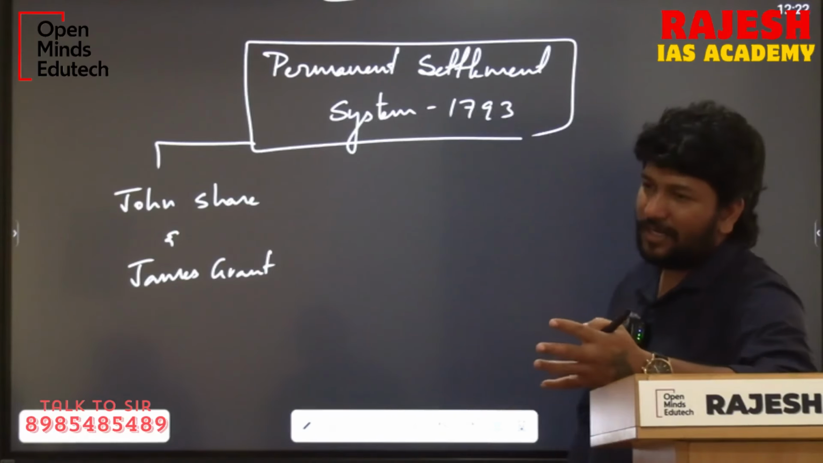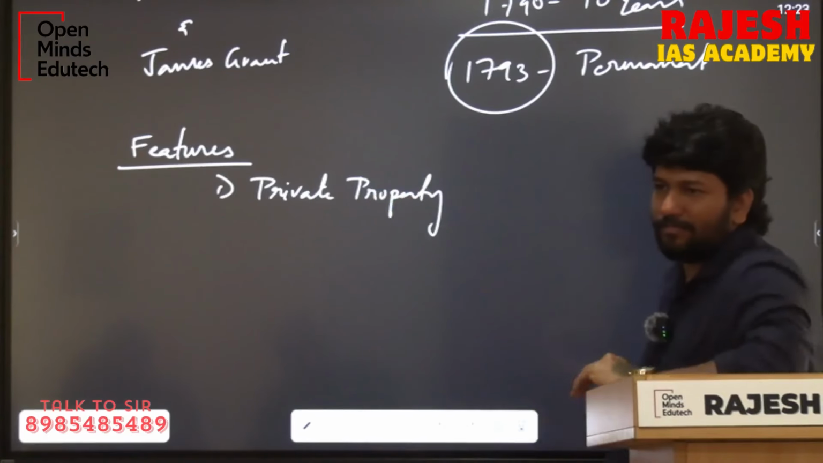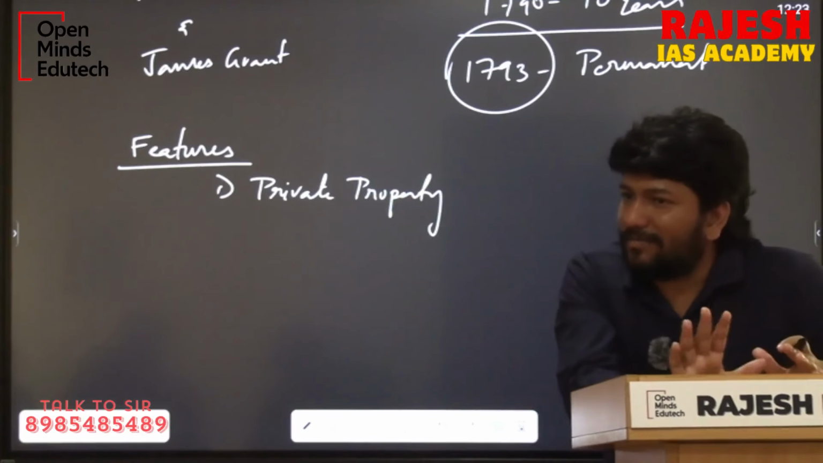Okay, so the features of this permanent settlement system. First one: Cornwallis introduced the concept of private property. No, that is a debatable question in India. In India, do we have private property or not? But he established it firmly. Land became property because of Cornwallis.